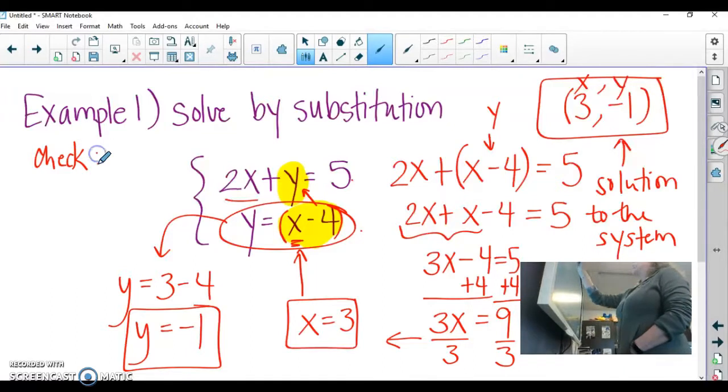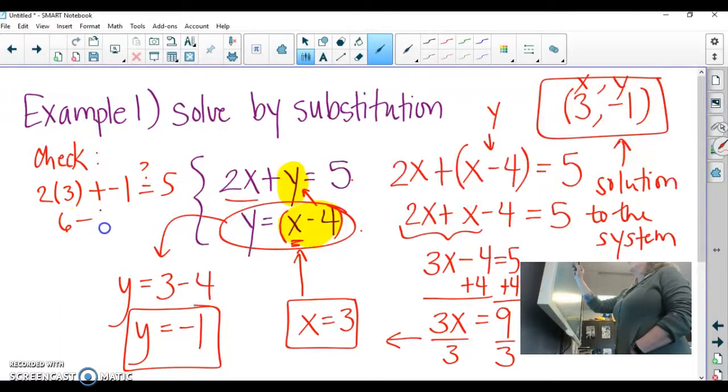Okay, so we're going to take 2 times 3 plus negative 1. Does that equal 5? This would be 6 plus negative 1, or 6 minus 1. That's equal to 5. But remember, I've got to check it in the second one as well.